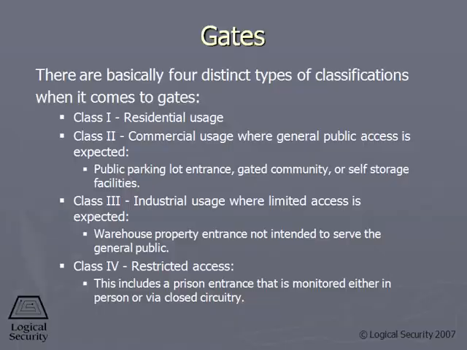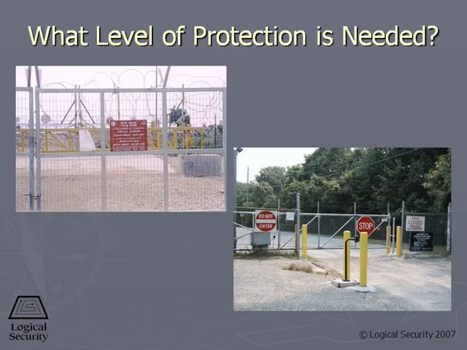We'll take a quick look at gating. There's 4 classes of gates. Everything from a class 1 being the lowest security level for residential usage, all the way through a class 4 gate, which is restricted access. And this is one that typically is monitored and uses barbed wire on the tops. Here are some examples of those types of gates.